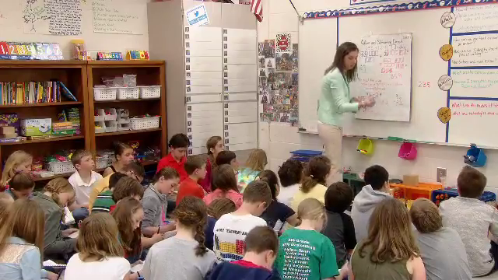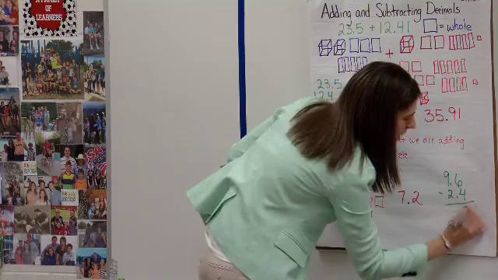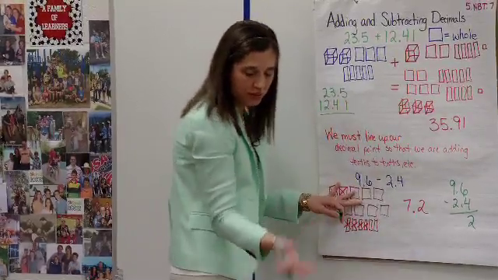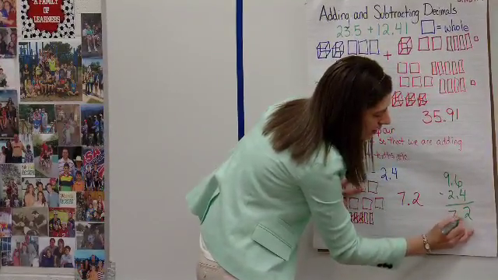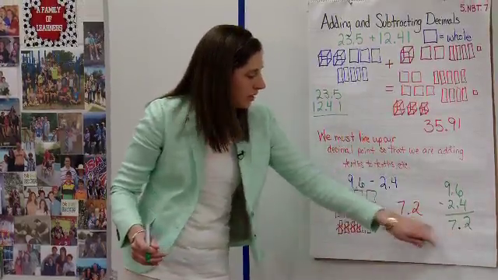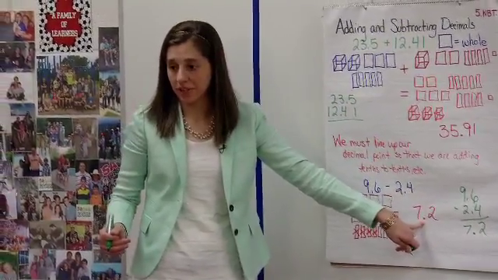So we'll do 6 minus 4. Sam, what's that? 2. Perfect. And then 9 minus 2. And Gabby, what's that? 7. Okay, my decimal point comes straight down, and that matches what we got when we did our picture. Okay.